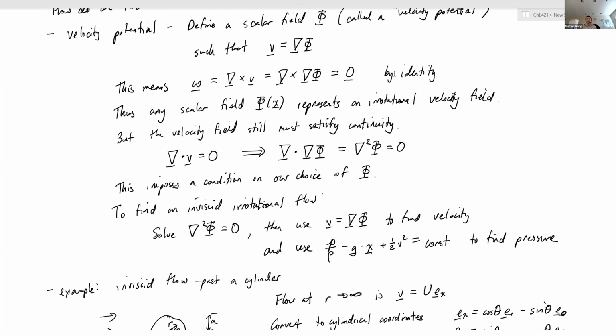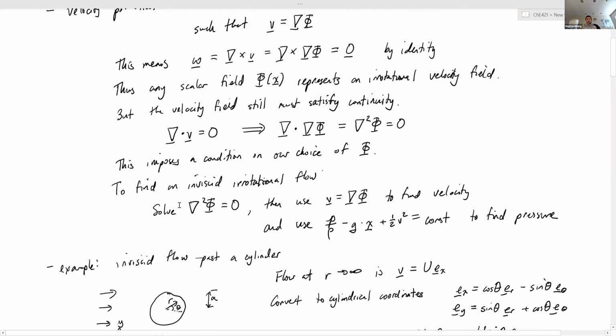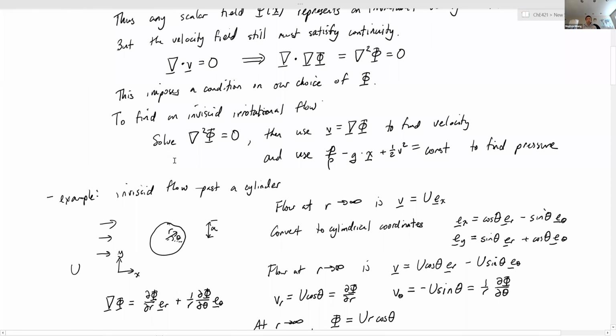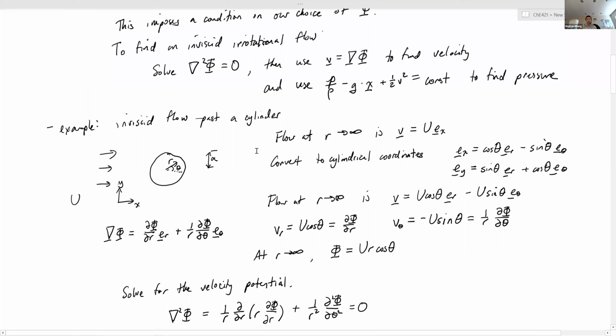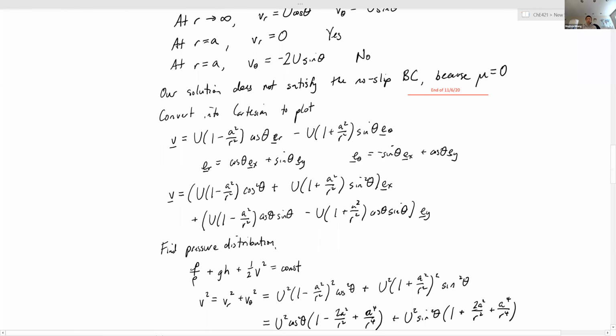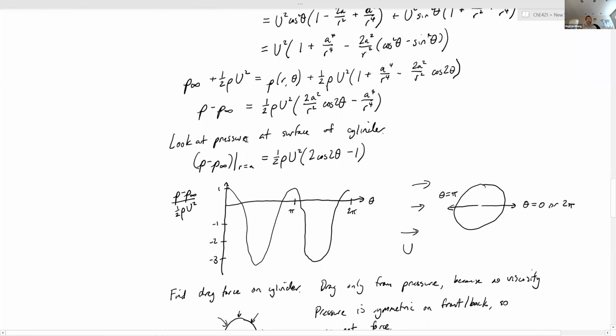We showed how we can solve this equation given the scenario of inviscid flow past a cylinder. And then we started to give you a little bit of a preview of boundary layer theory and what happens at the surface of the boundary, drag forces and stuff like that.